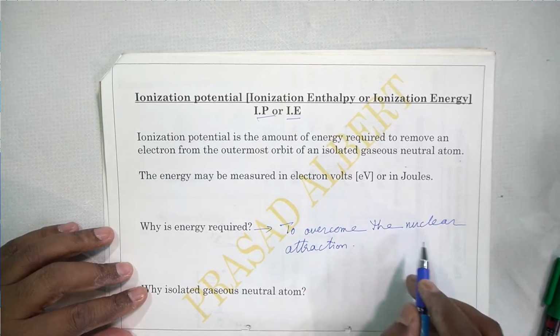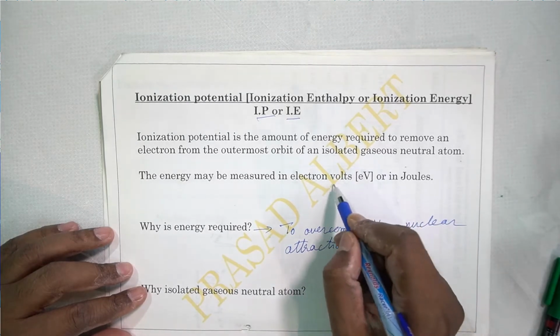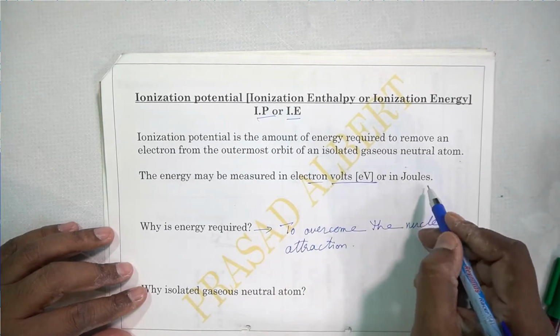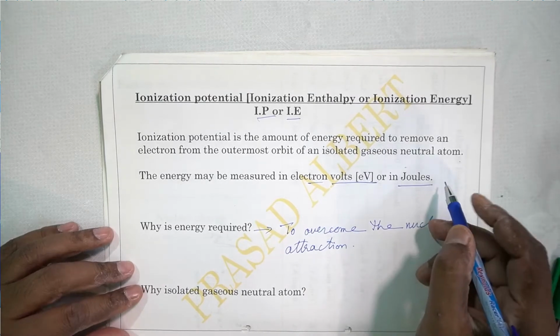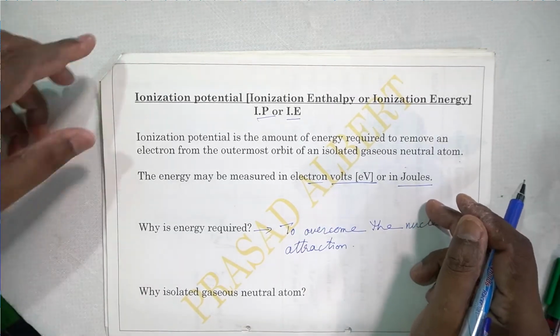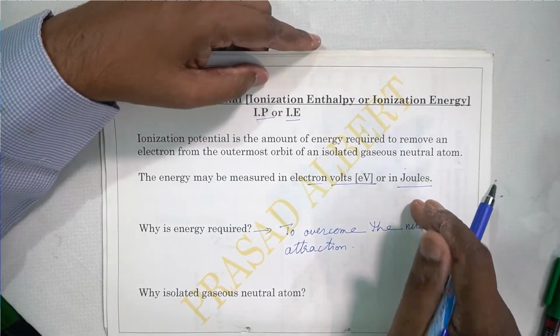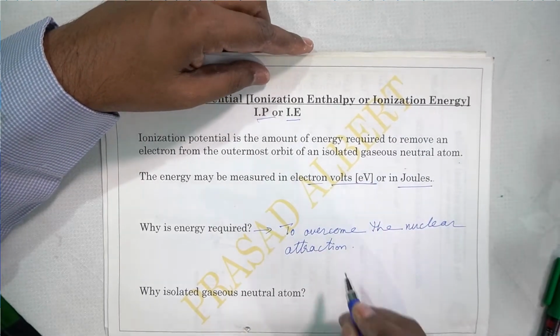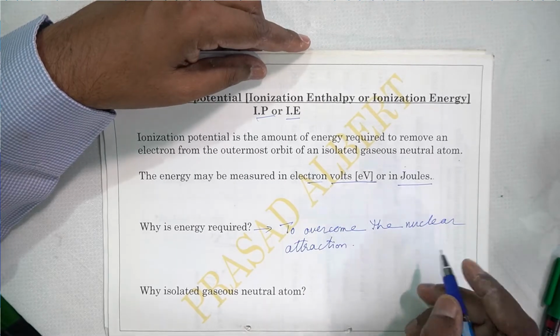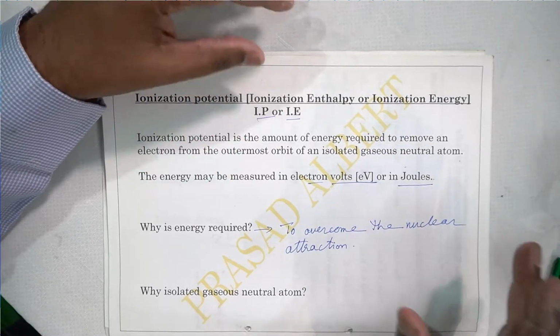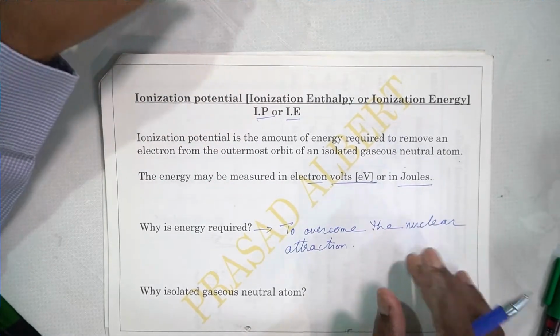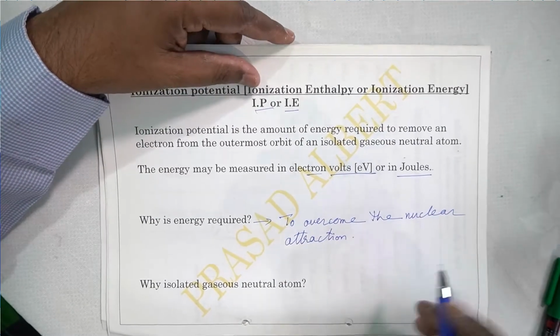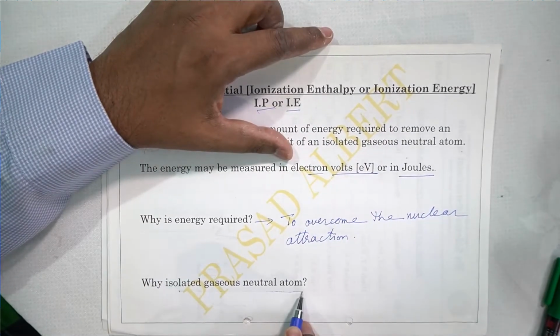The energy is so small that it is measured in electron volts as a smaller unit, or maybe in joules, where negative powers of 10 will be there. So it is very low energy, and electron volts or joules can be used for measuring it. So you understood why energy is required to remove an electron: because electrons are held strongly by the nucleus by its attraction. Now, why an isolated gaseous neutral atom?